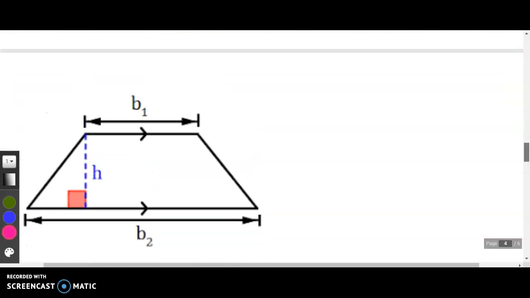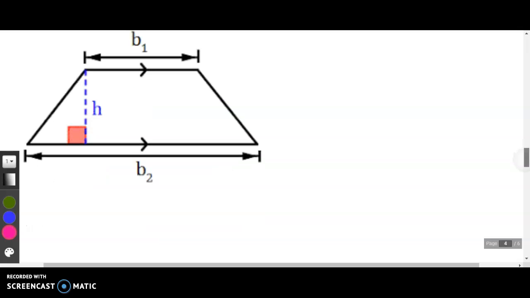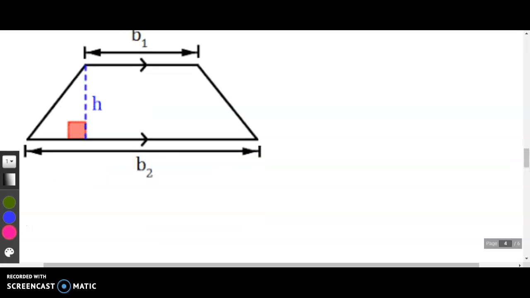Now, a trapezoid is different. A trapezoid has two different bases. The two different bases are the two parallel lines. And the reason why they're different is because they're different lengths. Okay? If they were the same lengths, then they would be a rectangle. But we're not going to talk about that, or a parallelogram.